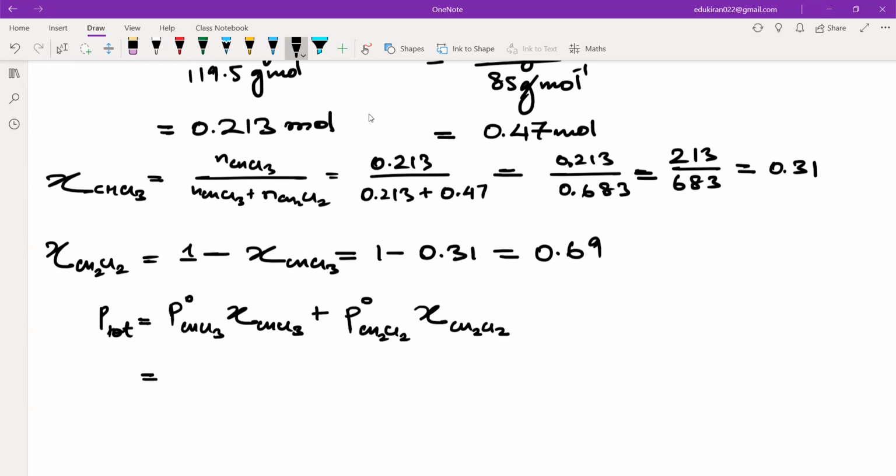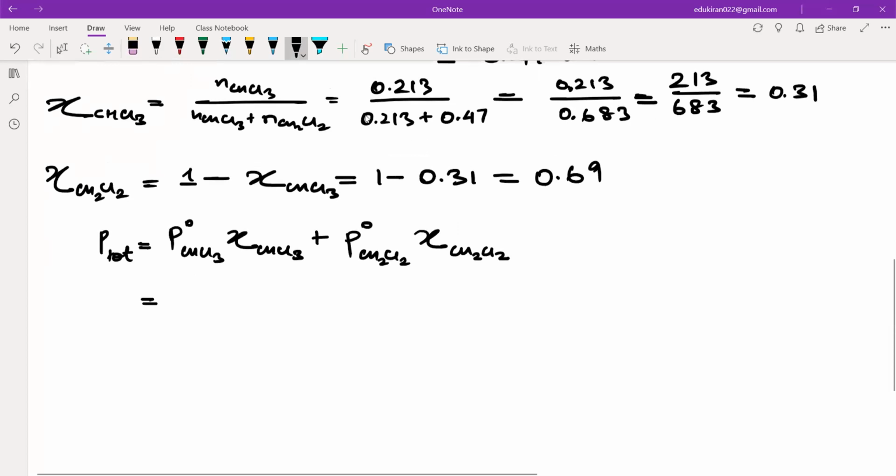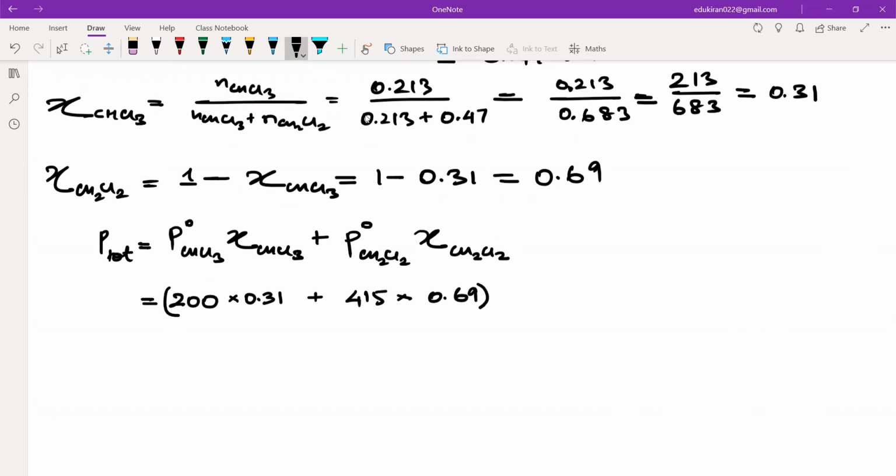So how much is given for this? I think just 200 for the first one, 200 for CHCl3 and 415 for the other. So 200 for CHCl3 times 0.31 plus P naught of CH2Cl2, which is 415, times the mole fraction of CH2Cl2, 0.69, and all of this will be in mm of Hg. Because the pure pressure is given in terms of mm of Hg. So please calculate this. Sir, what is mm of Hg?